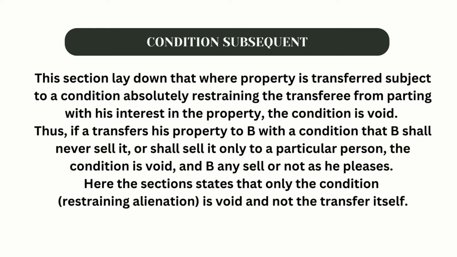Thus, if A transfers his property to B with the condition that B shall never sell it, or shall sell it only to a particular person, the condition is void and B may sell or not as he pleases. Here the section states that only the condition restraining alienation is void and not the transfer itself. Now, we will see the exceptions to Section 10.